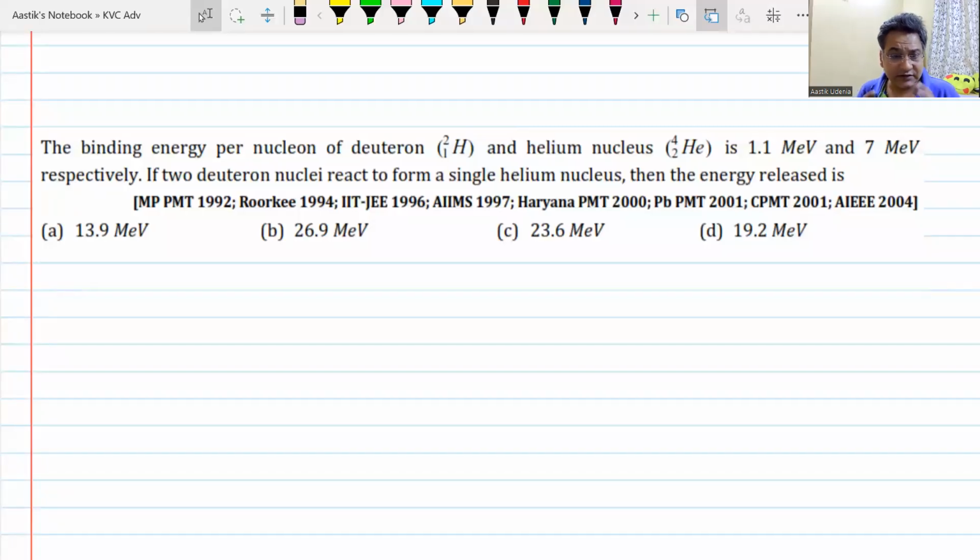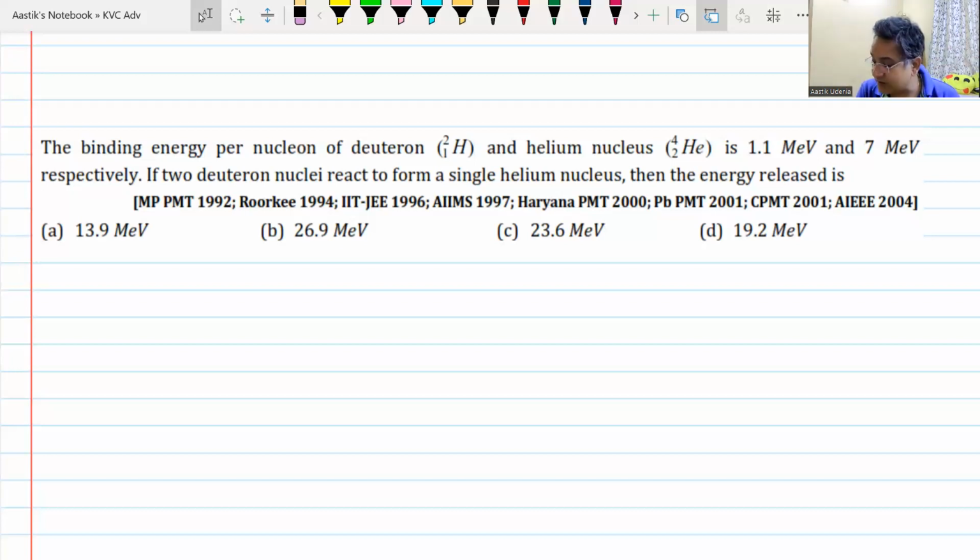Well done. Then this is the question which I started to solve. That was the next one. The binding energy per nucleon of deuteron and helium nucleus is 1.1 mega electron volt and 7 mega electron volt. This question has come multiple times in multiple exams, and I don't see any reason why this cannot come in the next session. I have also not seen all the questions of nuclear physics. Maybe this already came in your previous session.